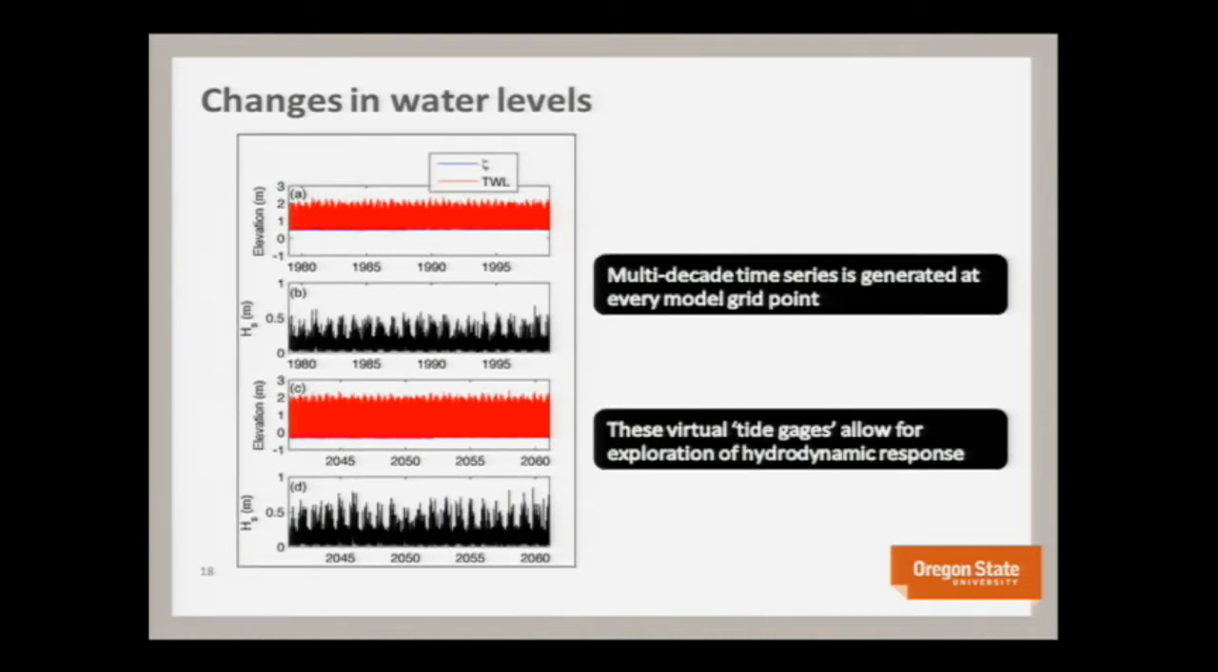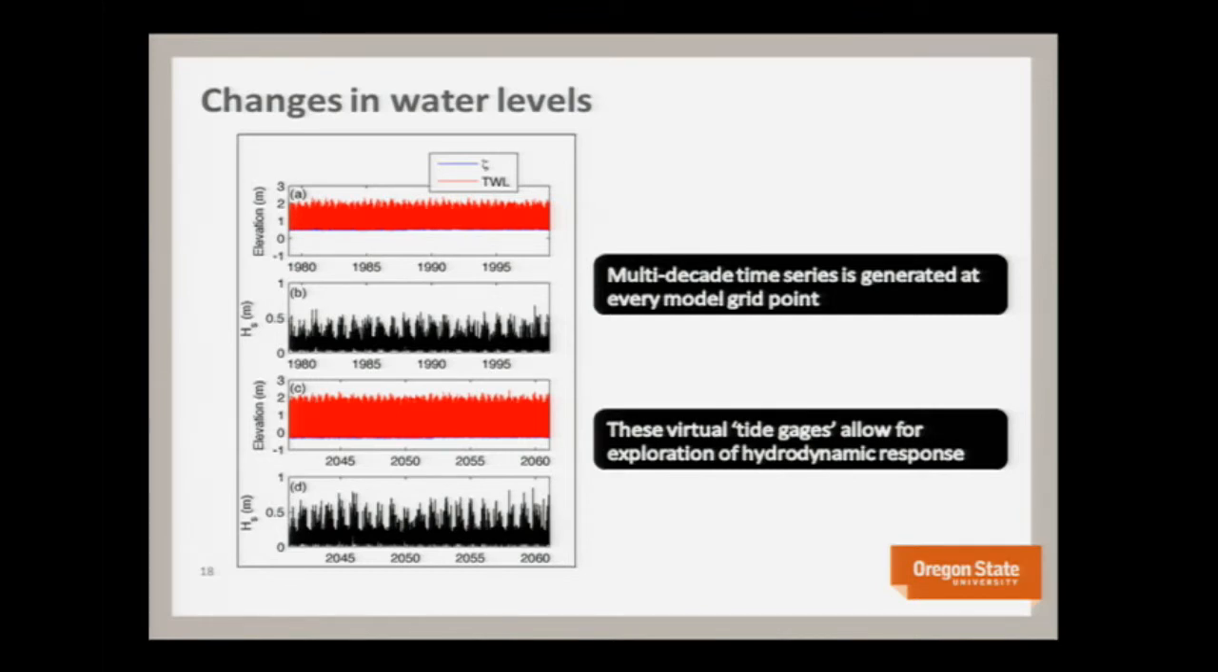And then finally, water levels. This is the main product of this particular piece of work. We're interested in water elevations. We're interested in flooding, and what the changes in flooding are going to be. So what we're looking at here, the top two panels are the historic, and this is just at one particular grid point.